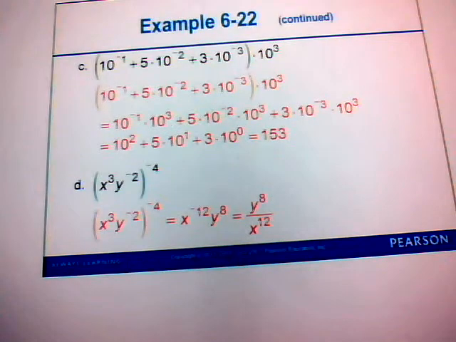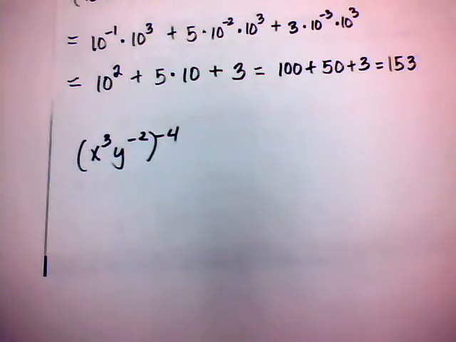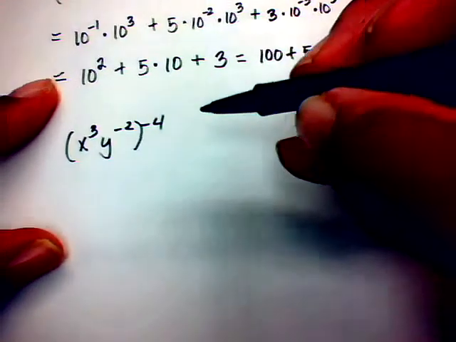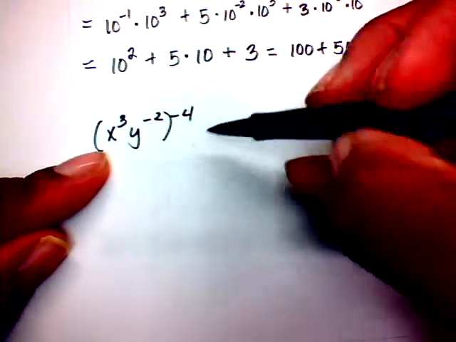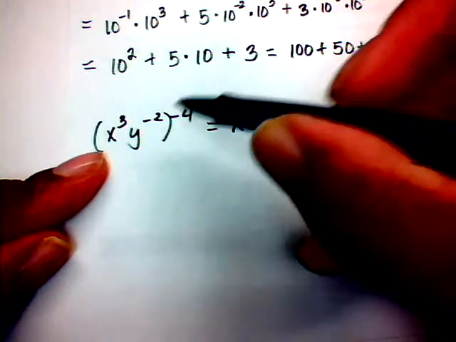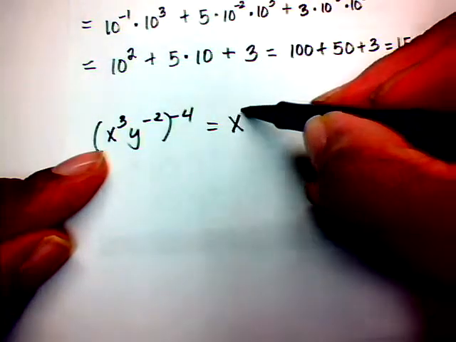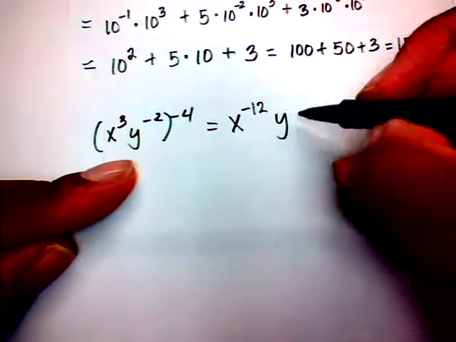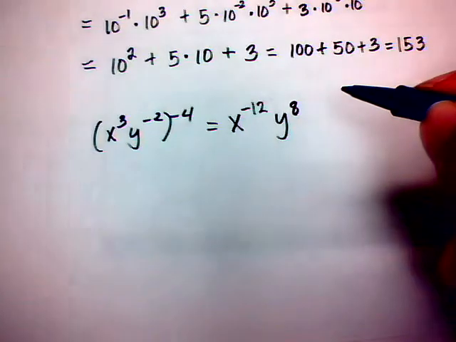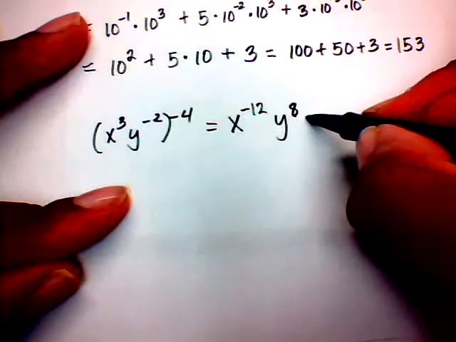Okay. And this one is kind of like an algebra type problem. x cubed, y to the negative 2, raised to the negative 4. We raise each term that has a power to a power, so we're going to be multiplying those exponents. So here for the x, we're going to multiply 3 times negative 4, which is negative 12. And then for the y, negative 2 times negative 4 will be positive 8. So you have x to the negative 12 times y to the 8.